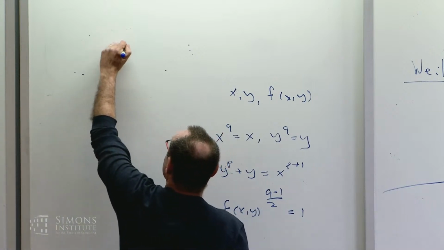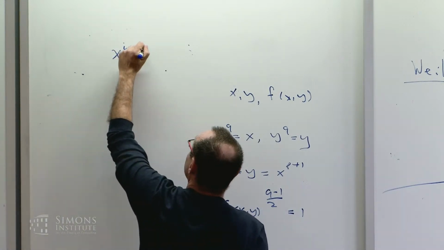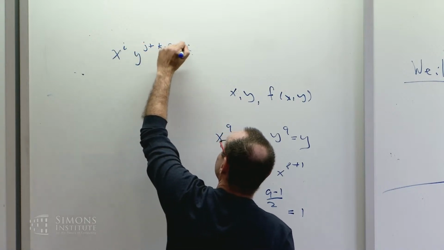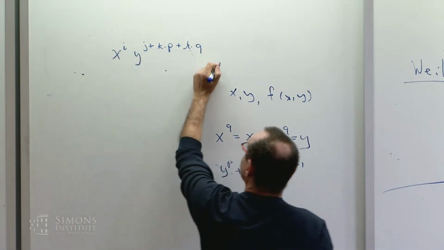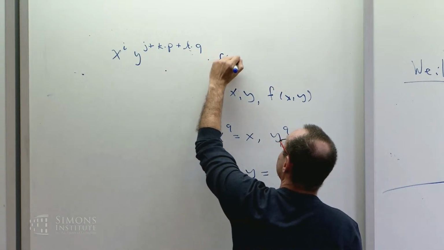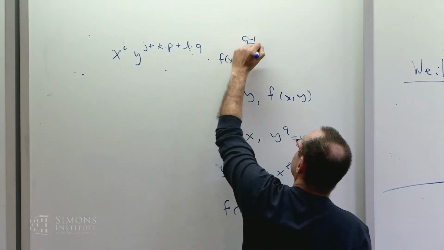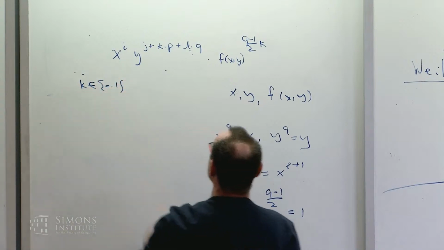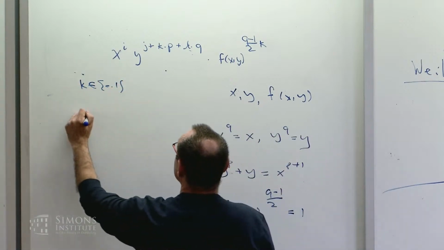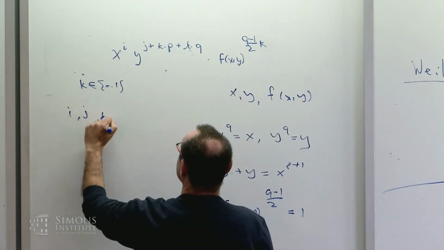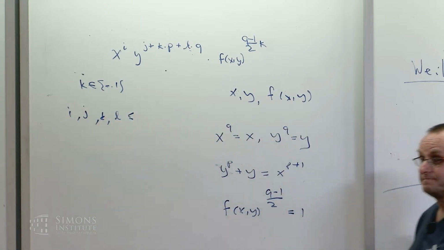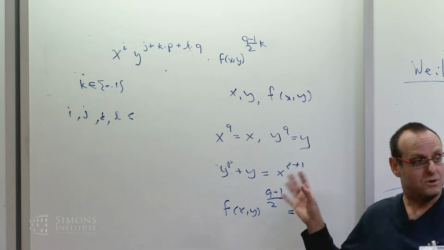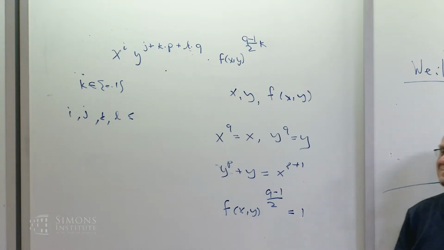You can choose the following basis: x to the i, y to the j plus k times p plus l times q times f of xy to the q minus 1 over 2 times k. As before, k is either 0 or 1. And then you need to impose that i, j, k, and l are smaller than something. And it actually works. You can do the calculations.